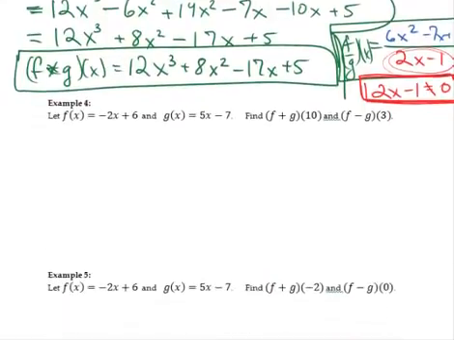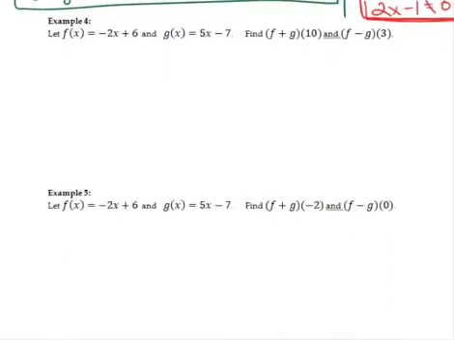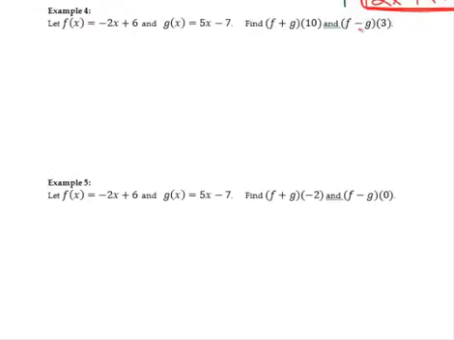So examples 4 and 5 look a little different. We're still asked to do combinations like addition and subtraction, but now notice that there are actually numbers now instead of x's. So what this means is that we're still going to do the same thing as before. We're still going to do f of x plus g of x, get an answer, but then we have to plug in a 10. Remember that this does not mean multiplication right now. This is f plus g of 10, f minus g of 3. This is function notation, not distribution.